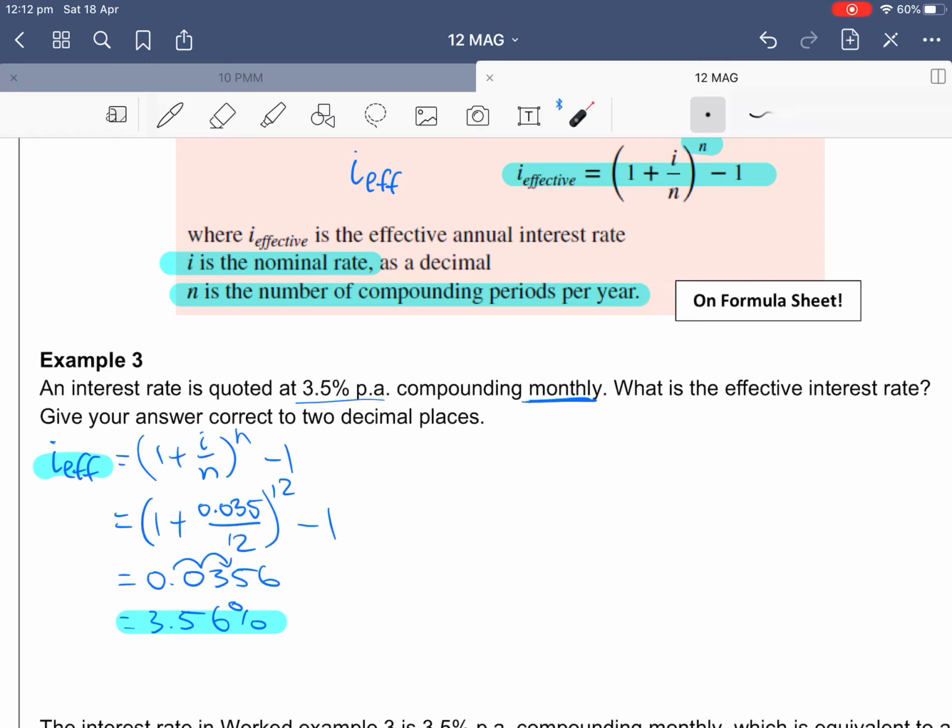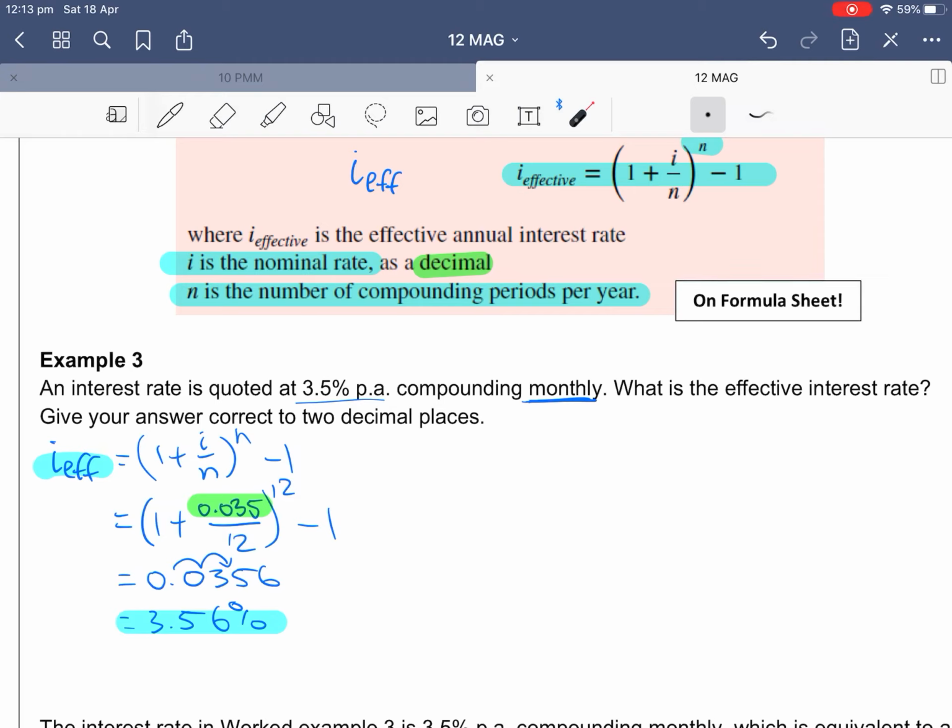Our effective interest rate, if we have money compounding monthly at 3.5% per annum, is the same as having an interest rate of 3.56% per year, compounding annually. That's it. So all we're doing is substituting into this formula, but we can't get confused that I has to be a decimal. Really, really important. And we just need to make sure that this number here always matches that number there because they're both n's.